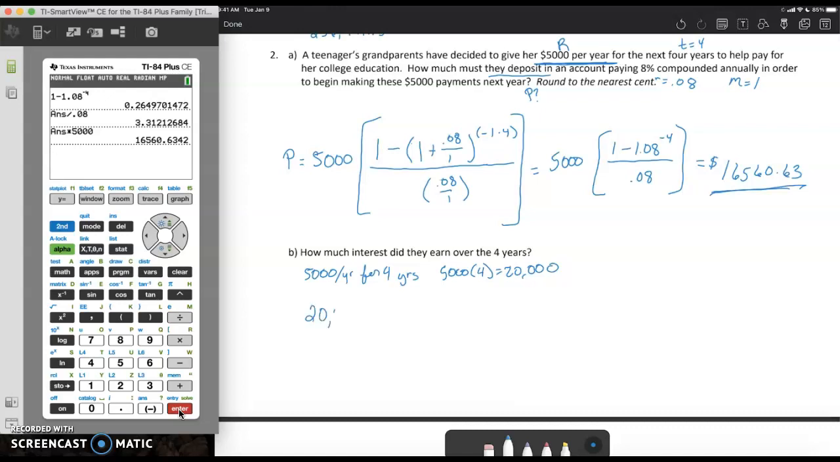Well, they're going to eventually have $20,000 to spend, but they only fronted $16,560.63. So the difference in there is the interest that they earned. So it looks like they earned $3,439.37 in interest. So not a ton, but that's a good chunk of one payment that they do not actually have to make. That was purely interest. So they're paying this $16,000-ish in order to eventually have $20,000 to give.